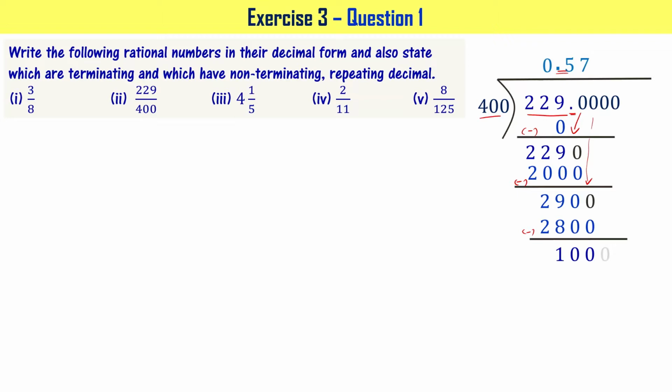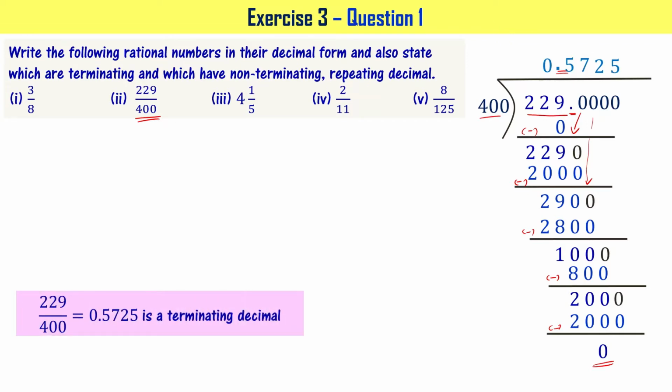Let me bring another 0 down. 100 becomes 1000 and 2 times 400 is 800. Let me subtract that. So I have now 200 as the remainder. Let me bring another 0 down. So 2000. 5 times 400 is 2000, right? When I subtract 2000 from 2000, I have 0 as the remainder. Since 0 is the remainder, I can say that the given rational number is going to have a terminating decimal. Let's write that. 229 divided by 400 is 0.5725. It is a terminating decimal.